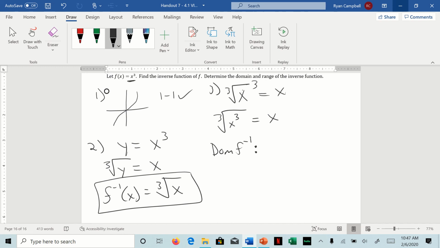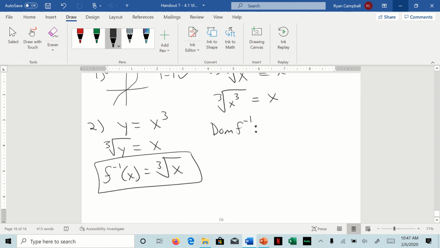Looking at the domain of the inverse, what's our domain? Are there any fractions? No. Are there any even radicals? No, this is an odd radical. So are there any restrictions? No, there is not. Negative infinity to positive infinity.